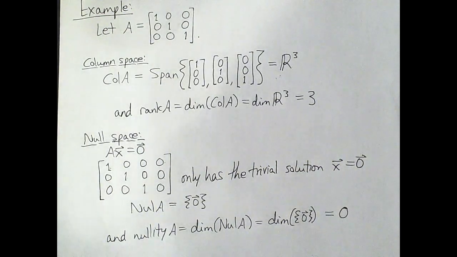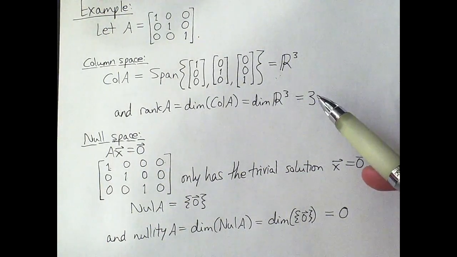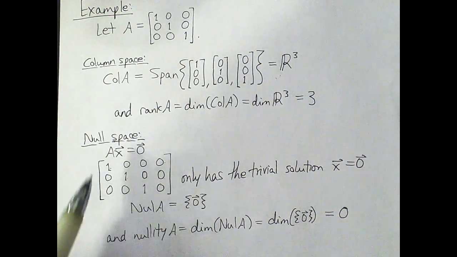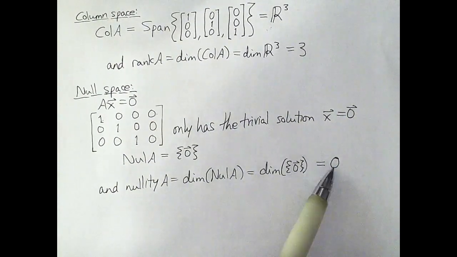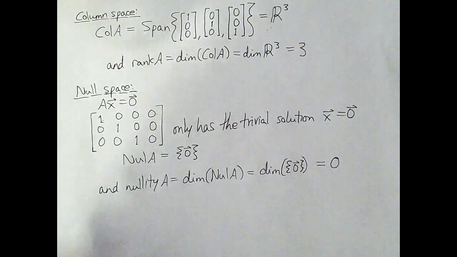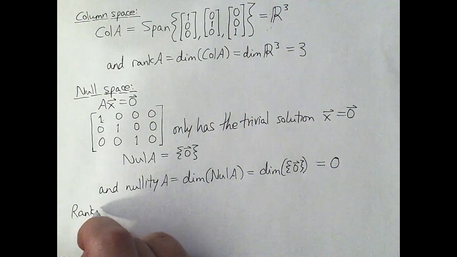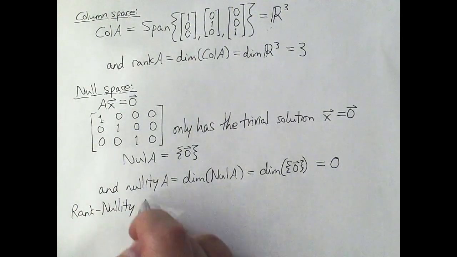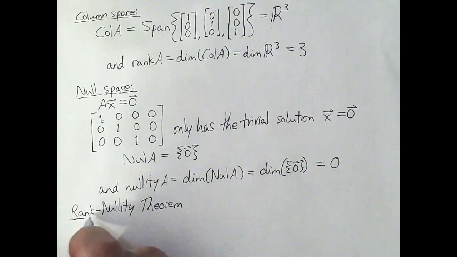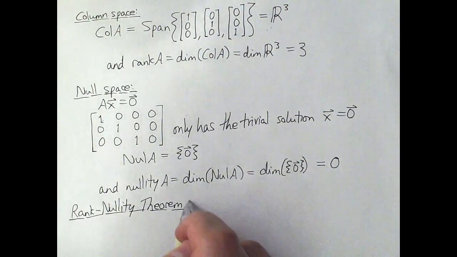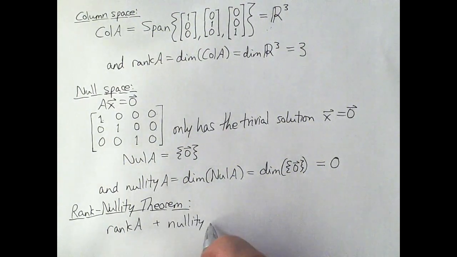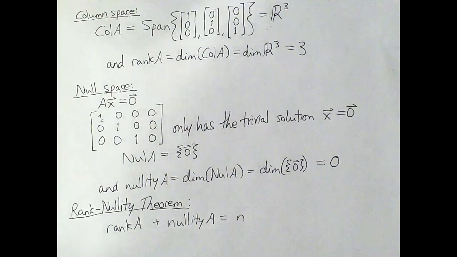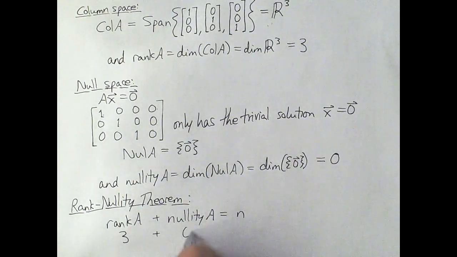Well, I knew that we were going to get a 0 anyway, because we got a 3 for the rank, so I knew this was going to be 0. But now we got to see the mechanics of how that all plays out. Everything seems to make sense. I was expecting a 0, and we did get a 0. So the rank nullity theorem, how does that look for this example matrix? Rank A plus nullity A is supposed to equal n, and for this problem, it's 3 plus 0 equals 3. So everything checks out.